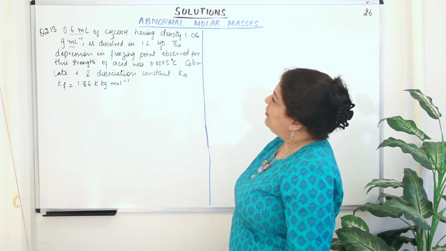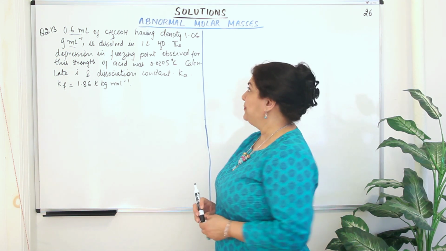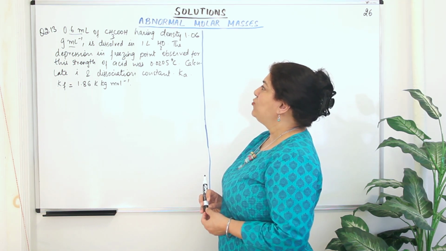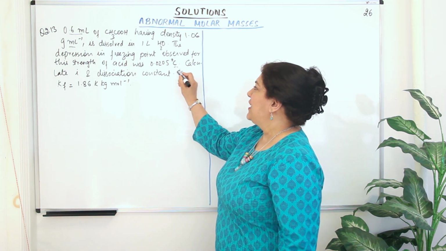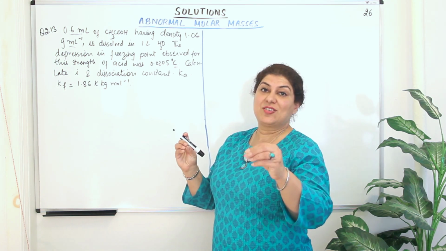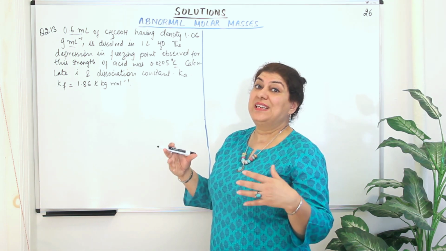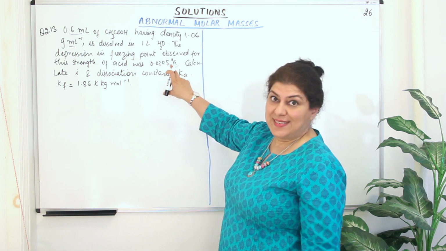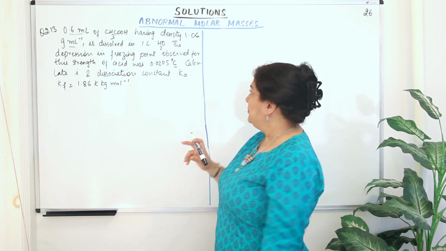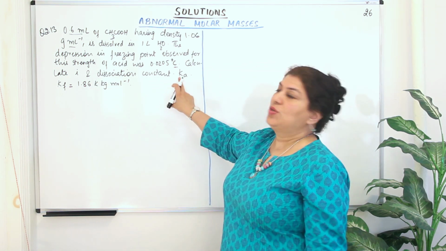So 0.6 ml of acetic acid having a density of 1.06 grams per ml is dissolved in 1 liter of water. The depression in freezing point observed for this strength of acid was 0.0205 degrees Celsius. Again, a trick here. The difference in temperature, whether it is in Celsius or Kelvin, the value of the degree is the same. So you need delta TF to be in Kelvin, but they've given it to you in Celsius. So the numerical value will remain the same, and you'll change the unit to Kelvin. You have to calculate the van't Hoff factor i and the dissociation constant, which is Ka.